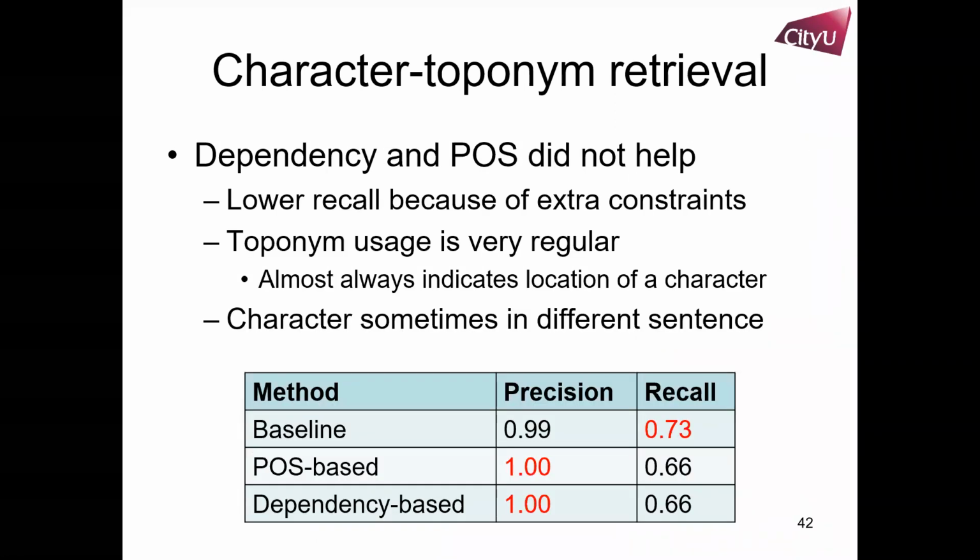Okay, and in this case, we find that dependency didn't help, perhaps partially attributable to our small training sets, which led to not very accurate parsing at times. Also the location may not be mentioned in the same sentence. It can be several sentences apart from the character mentioned. So that's also a limitation that we have.